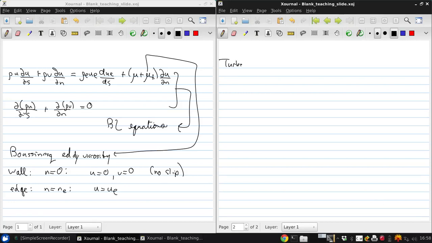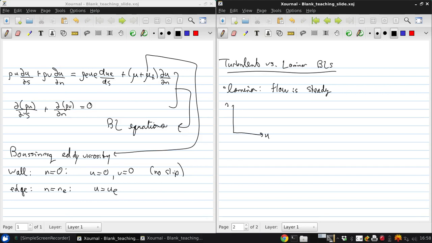Before we move on, let's take a minute and consider some characteristics of turbulent versus laminar boundary layers. So for a laminar boundary layer, the flow is steady. And the velocity profile looks something like this. The viscosity is just constant everywhere. And the shear stress, tau, will be maximum at the wall and will drop to zero at the edge. So tau, the laminar, is just mu du dn.